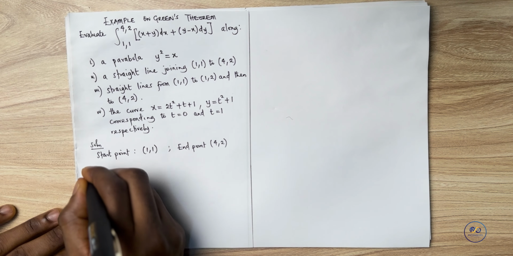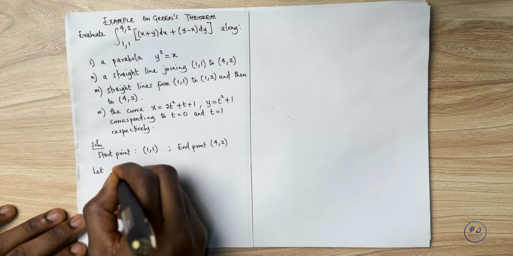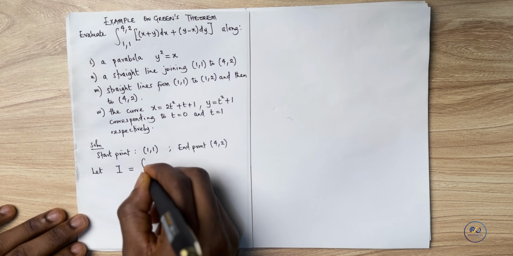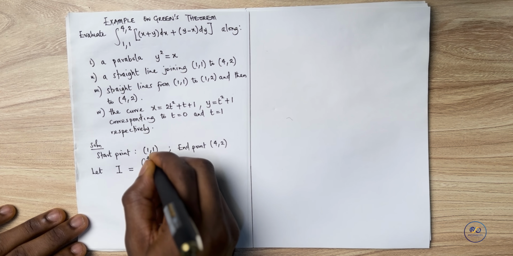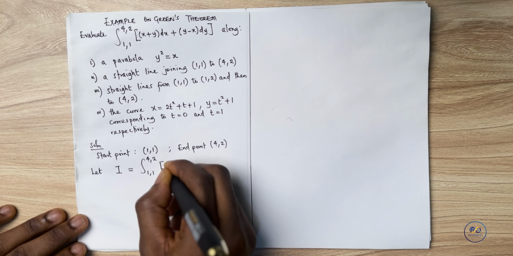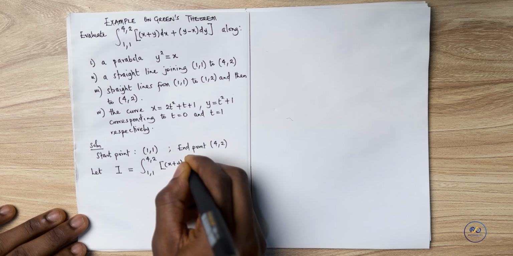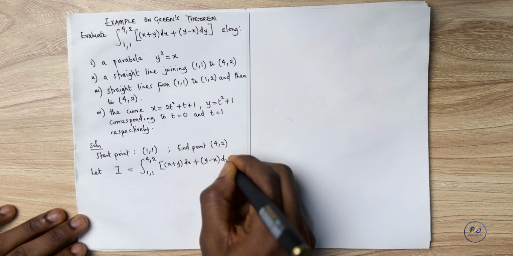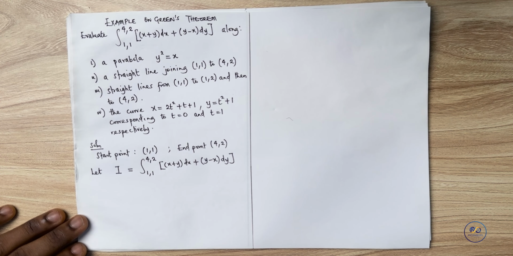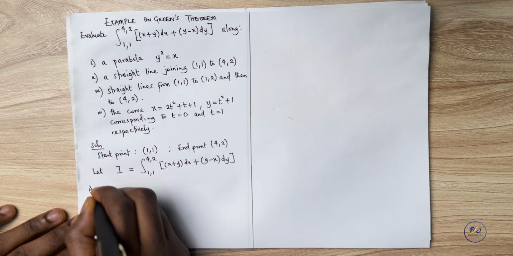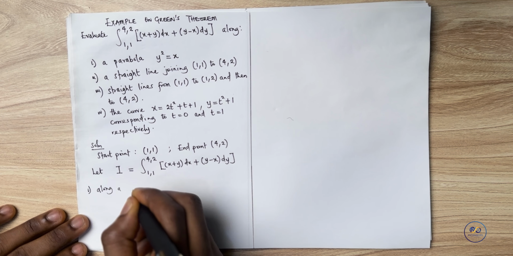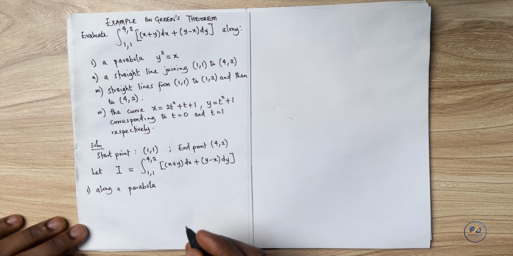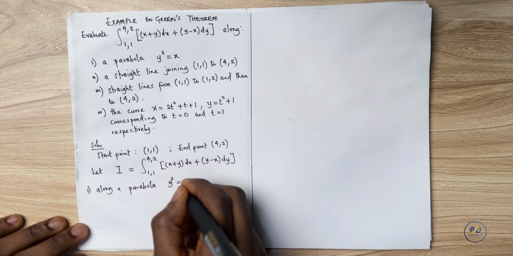Now, the very first thing is let us assign a variable to the integral, so we do not have to repeat it every single time. So now let us take the first one, which is along a parabola. When we are evaluating along the parabola, we have y squared equal to x.